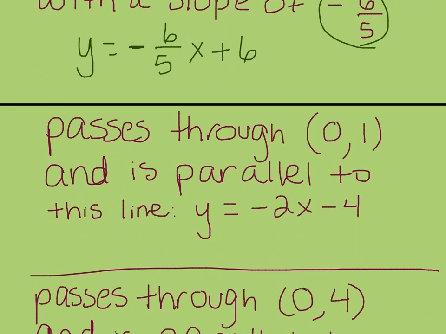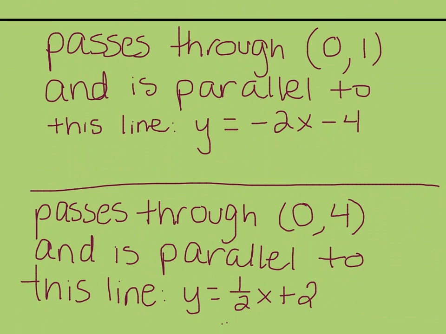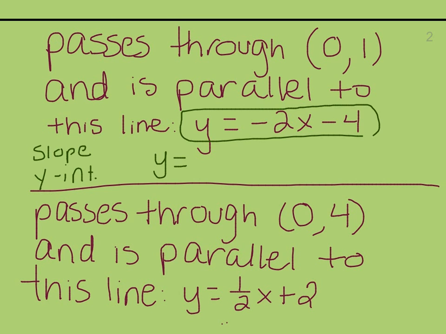Now I'm going to do some where they're going to be parallel. So it passes through (0, 1) and is parallel to this line, y equals -2x minus 4. So remember, every time you're writing the equation of a line, you need slope and you need y-intercept. So I always find my slope first. And if it's parallel to this line, then I look at this line and I think, okay, parallel lines have the same exact slope. So if it's parallel to y equals -2x minus 4, what is the slope of this line? The slope of this line is the -2. So the line I want to write the equation for is also going to have that slope.